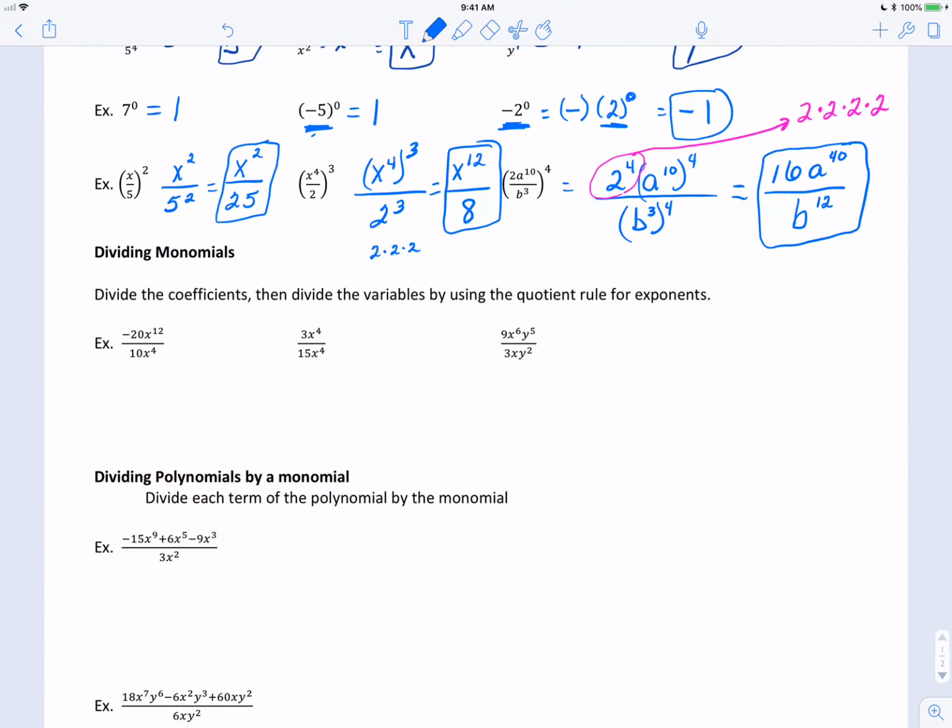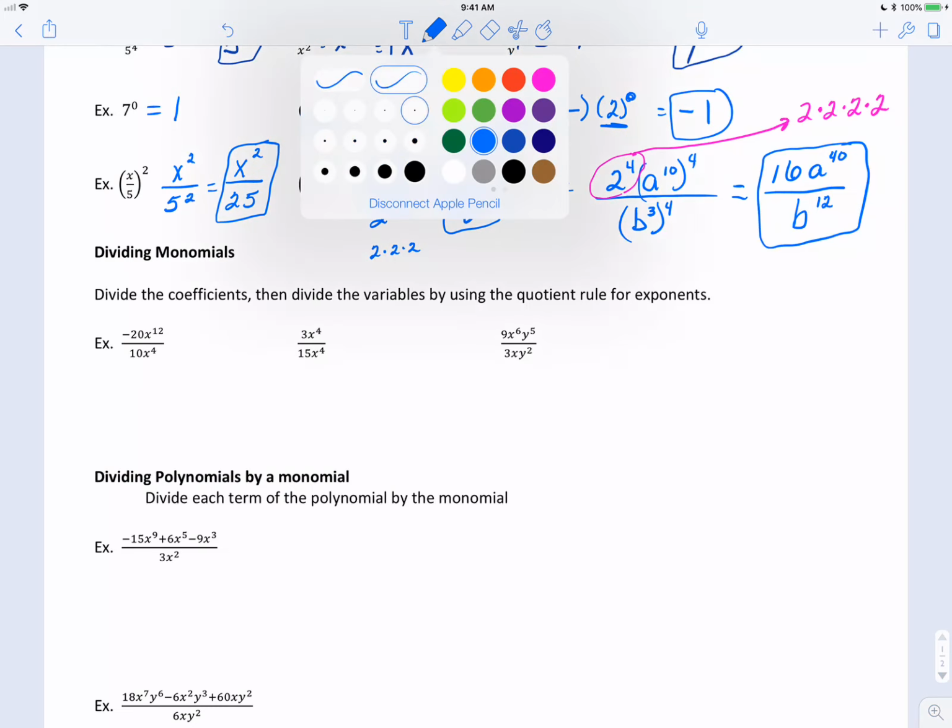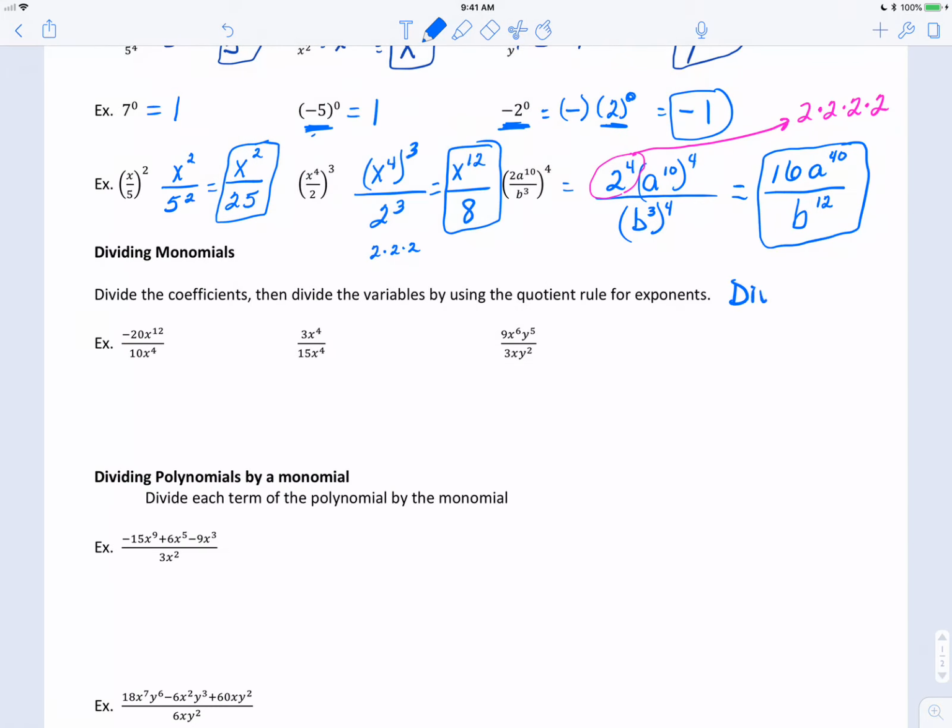Okay, so let's divide some monomials. The key here is remember that you divide numbers and subtract exponents. So divide numbers and subtract, and I'm going to say same base because they have to be the same base, exponents. And that's always top minus the bottom.